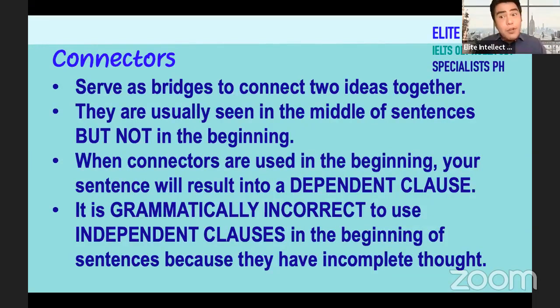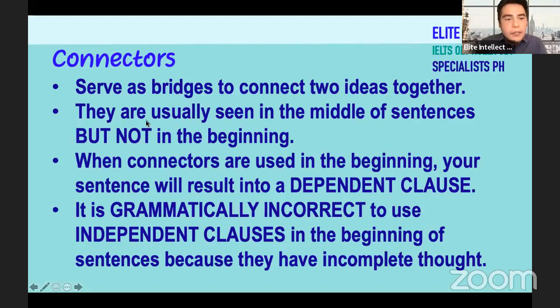Remember, listen carefully. On your examination, when you are starting to say something, in the beginning of sentences, you should not be starting it with a dependent clause. Let's say, look at this one.